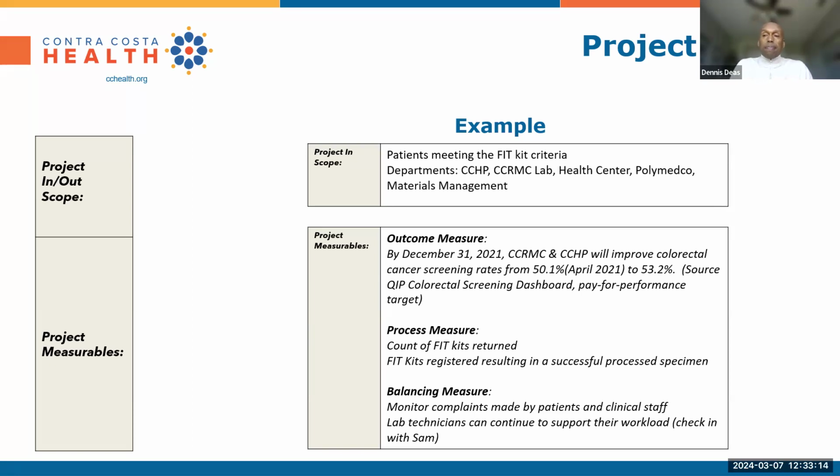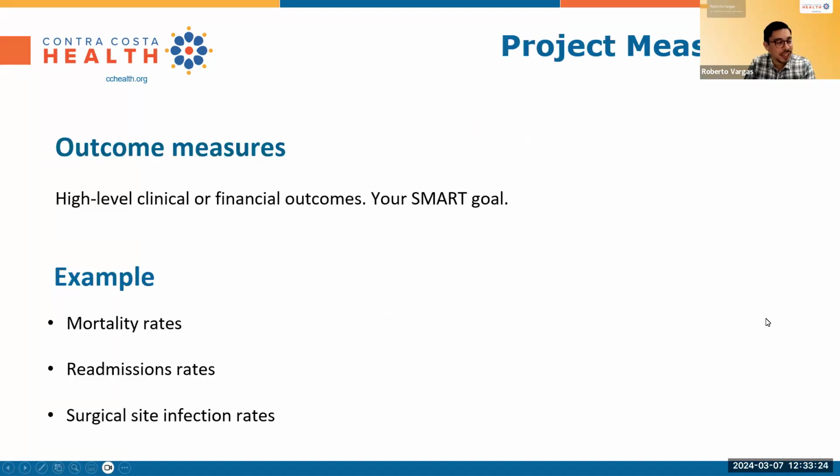Very good point. Okay, all right, let me give you some examples here, and by the way, we'll be talking more about this later on. We'll get some participation. Okay, so again, this is just one more layer of the onion. So outcome measures are high level, clinical or financial or other. What is your SMART goal? Examples we've used before: mortality rates, readmission rates, and surgical site infections.